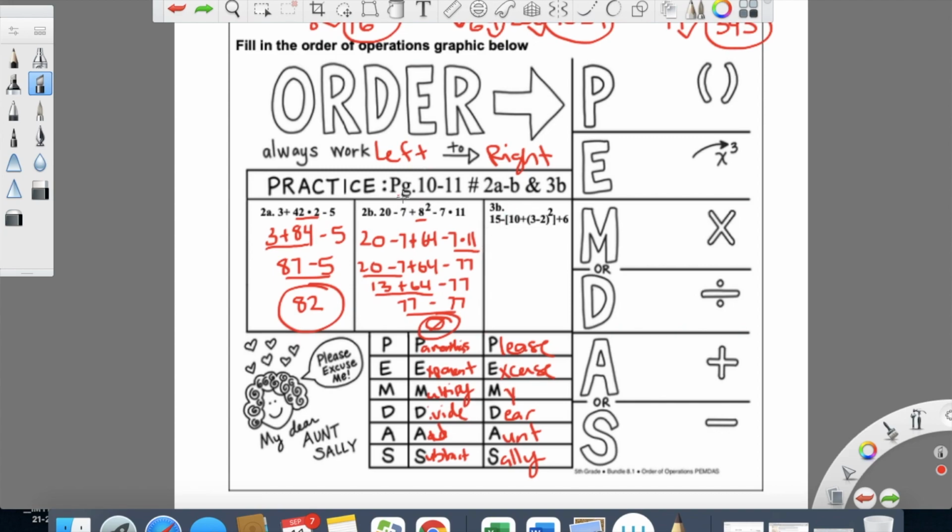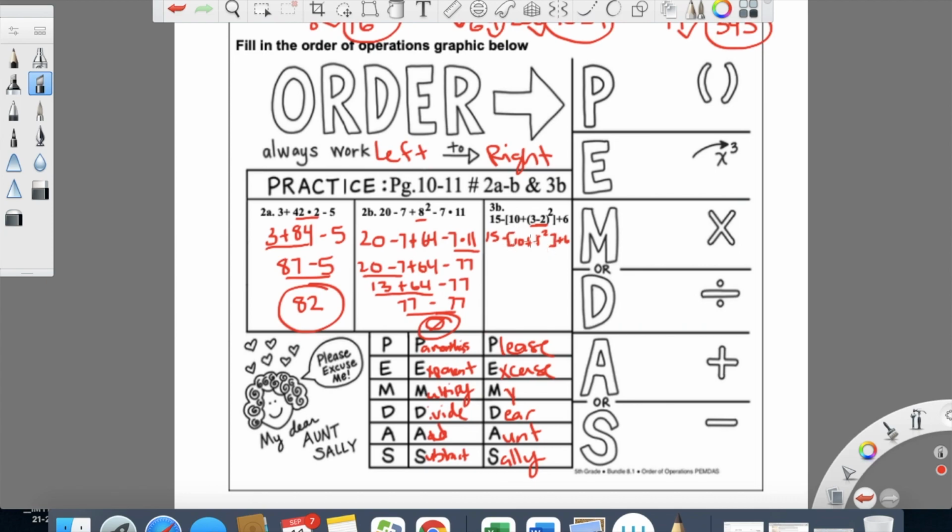So we want to go all the way to the inside here. We want to do this first. So we have 15 minus 10 plus 3 minus 2 is 1. And then that'll be squared, so we'll deal with that in a little bit here. Plus 6. All right. So now we have to look inside of these parentheses here.